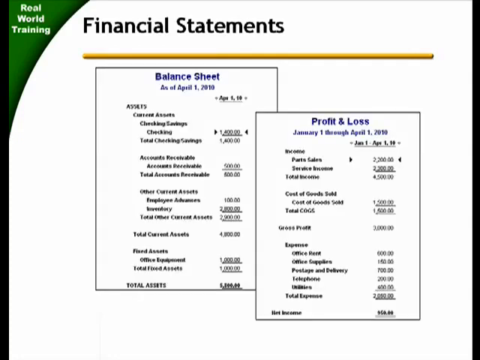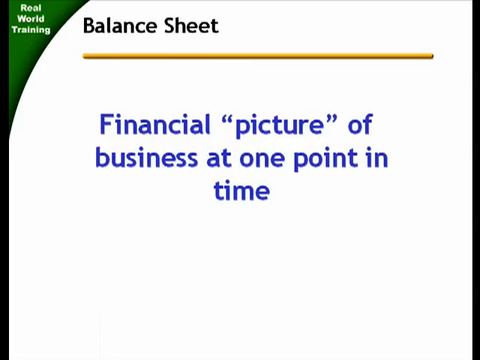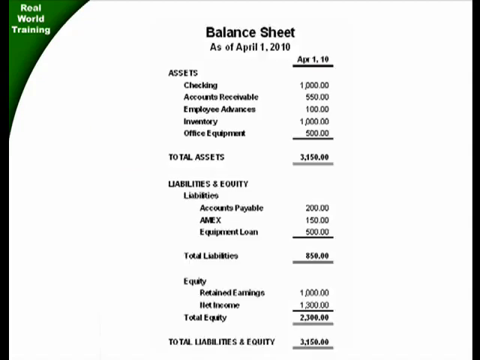All businesses produce two primary financial statements: the balance sheet and the profit and loss statement. First, let's learn about the balance sheet. The balance sheet is a financial picture of your company. It shows where you stand at one moment in time. The balance sheet is made up of three sections: assets, liabilities, and equity.